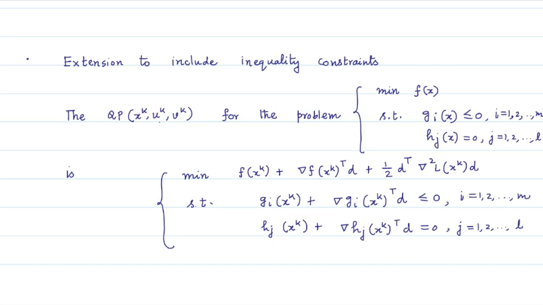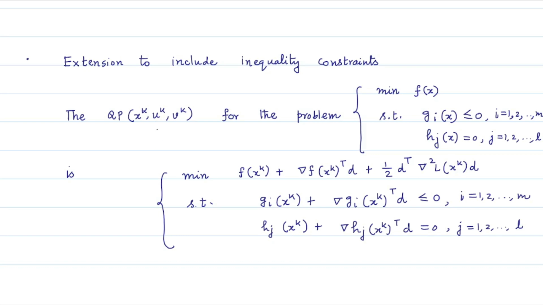uk is associated to the vector valued function given by these inequality constraints, and vk is associated to the vector valued function given by these equality constraints. Here I mention that while solving this problem, we should keep in mind that this sequence uk has to be a sequence of non-negative points. All the components of uk across the iterations are to be non-negative. This we should keep in mind.